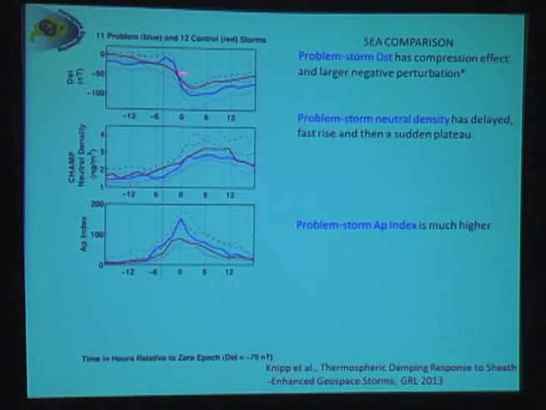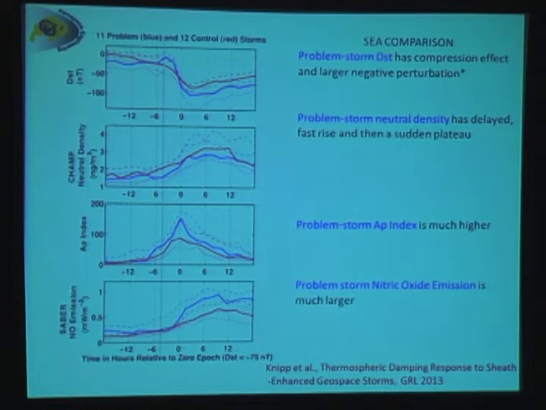Now I've put the neutral density, and I thought, well, perhaps it's just a problem with the Ap index, but if I look with the Dst index... But if I look at the Ap index, those storms are bigger. There's no doubt about it. What's going on? Fortunately, we gained access to the TIMED SABER data, which has been acquired now over the course of a solar cycle. And what we see in these unusual storms is copious amounts of nitric oxide emission. More nitric oxide is being created in these storms, and the question is, why?